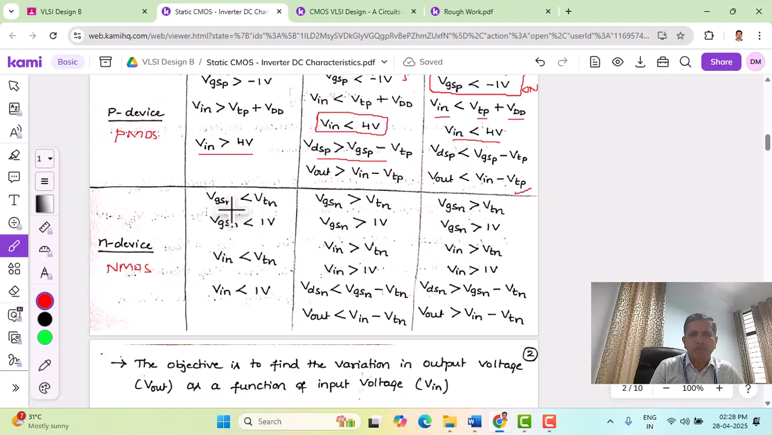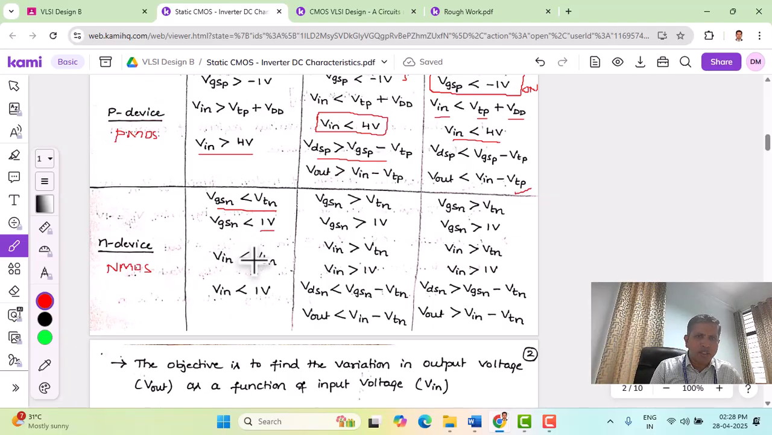For the NMOS device, it is very simple. VGSN should be less than VTN, and this makes the transistor be in the off state. The typical value of VTN is 1 volt. When we apply a gate to source voltage of NMOS less than 1 volt, the NMOS device will be turned off. So NMOS will be in the cutoff region.